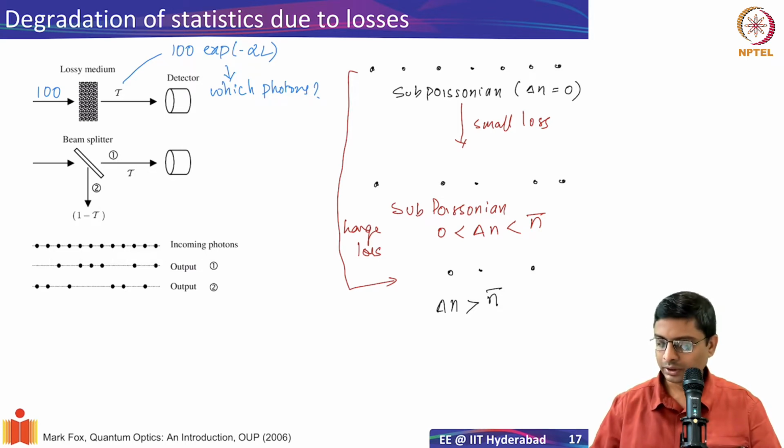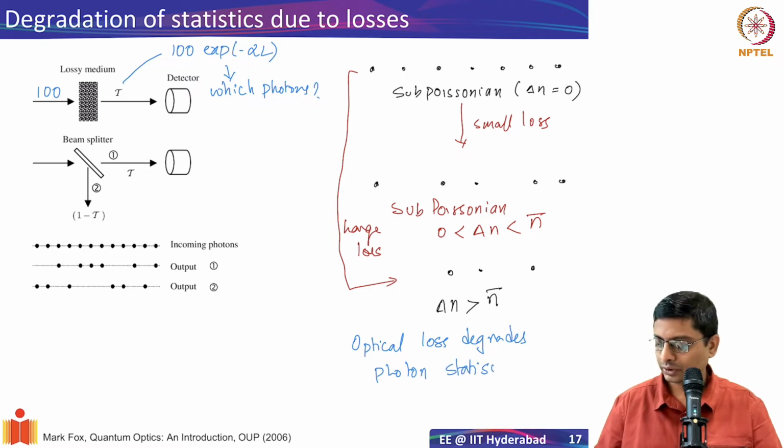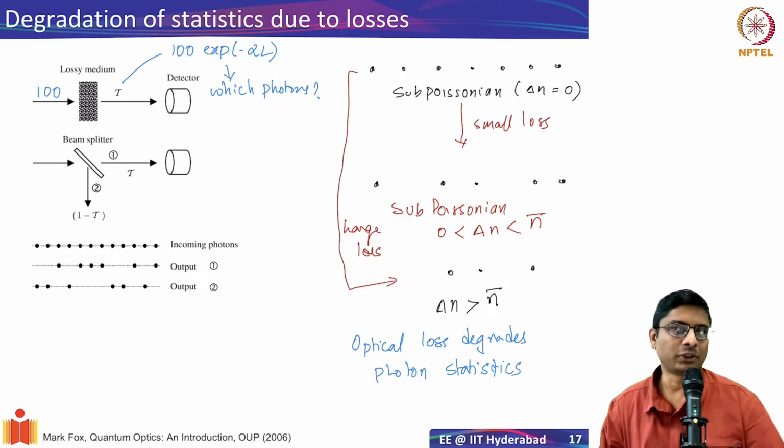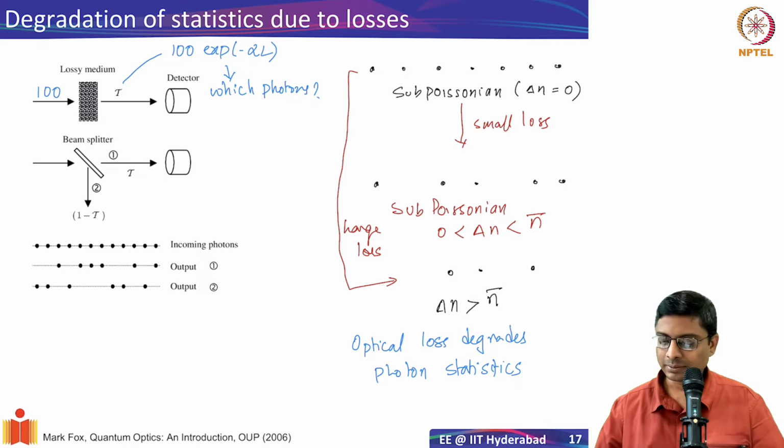One of the conclusions we want to make here is that optical loss degrades photon statistics. What do I mean by that? Even if you have a perfect Sub-Poissonian source, the presence of optical loss will actually make it Super-Poissonian or Poissonian. The same thing is illustrated here.